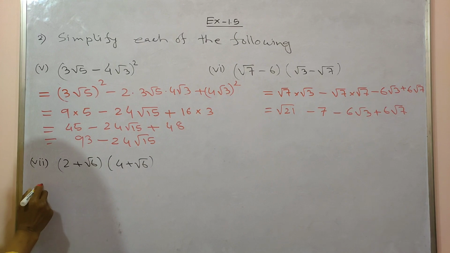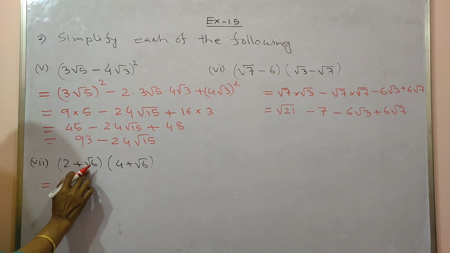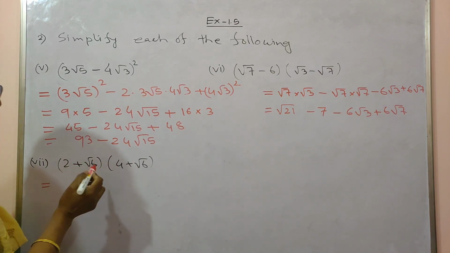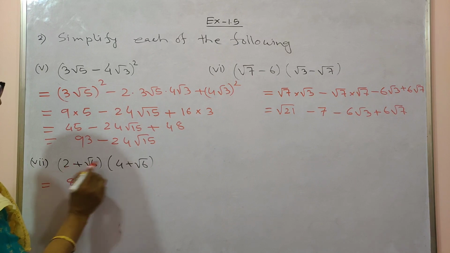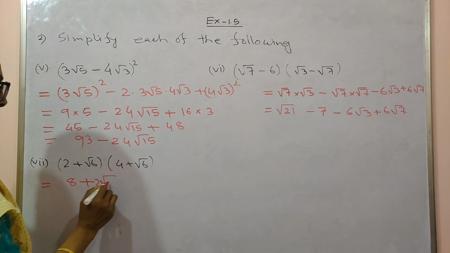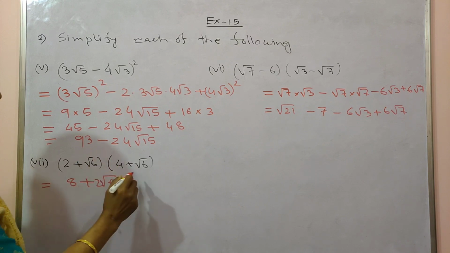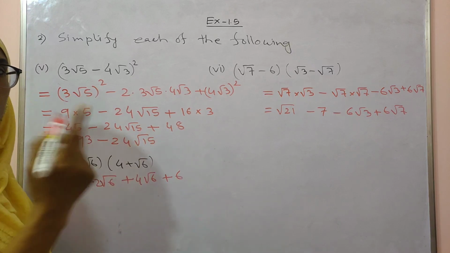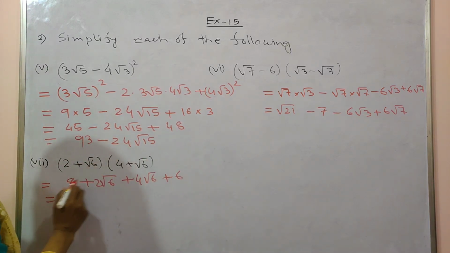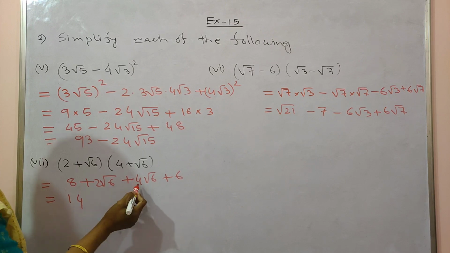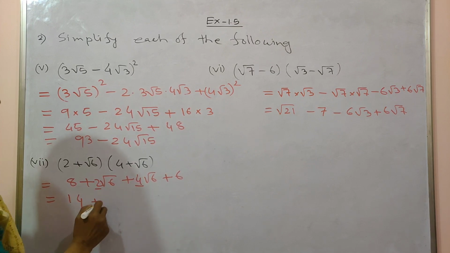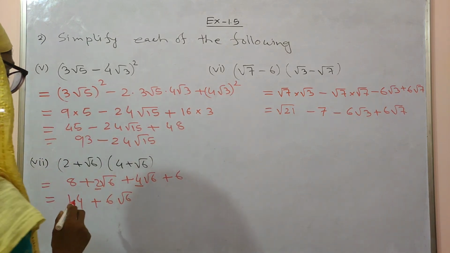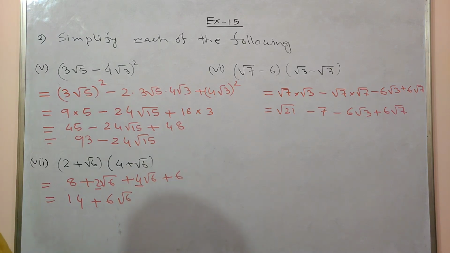Next, question number 7. 2 plus root 6, 4 plus root 6. So you have to just multiply: 2 into 4, 8, 2 into root 6, plus 2 root 6, plus root 6 into 4, 4 root 6. Root 6 into root 6 means simply 6, root 6 square means simply 6. 8 plus 6, 14. Here 4 root 6, here 2 root 6, that means you can write 6 root 6. So you can write the notes.